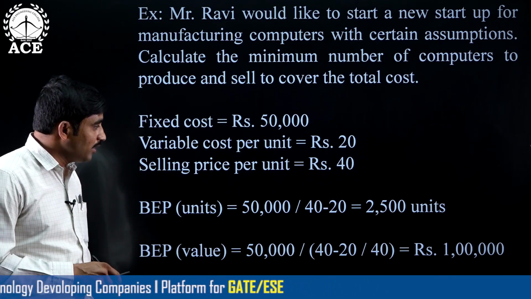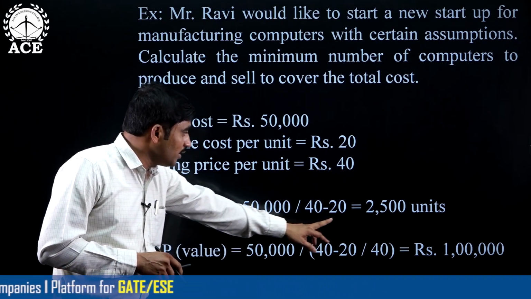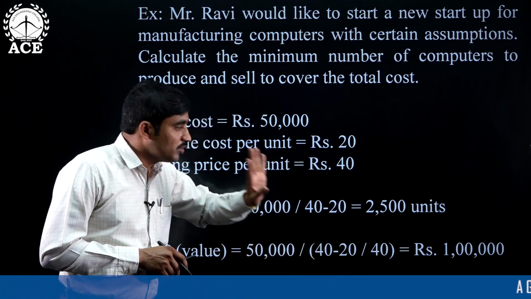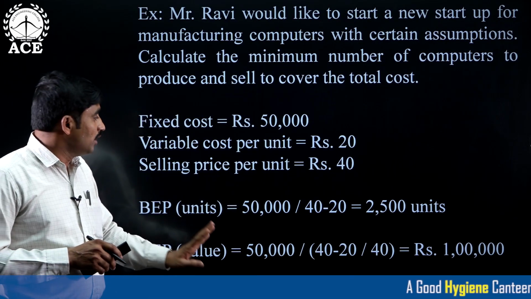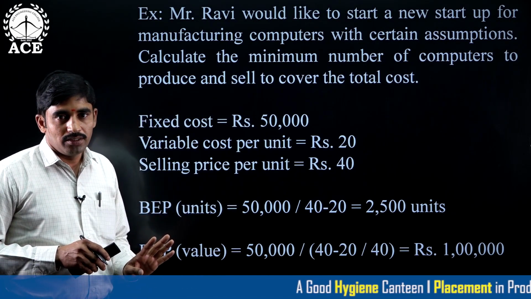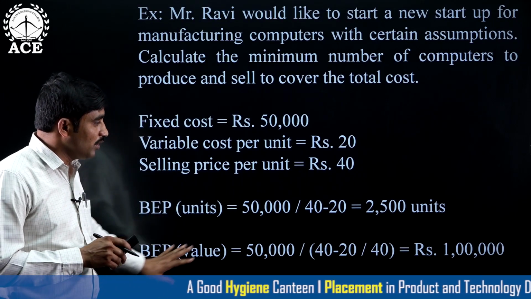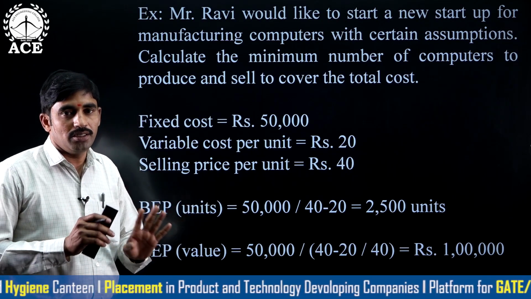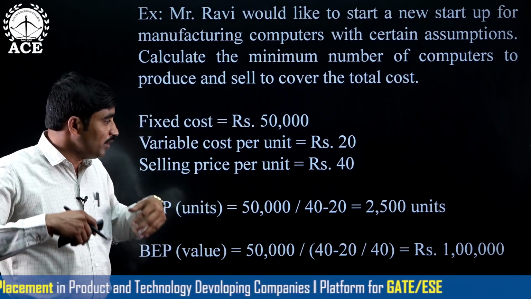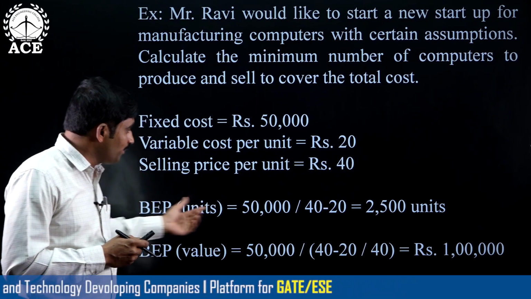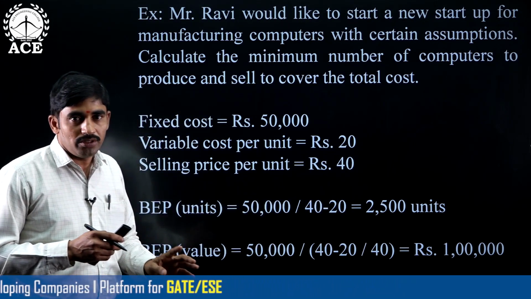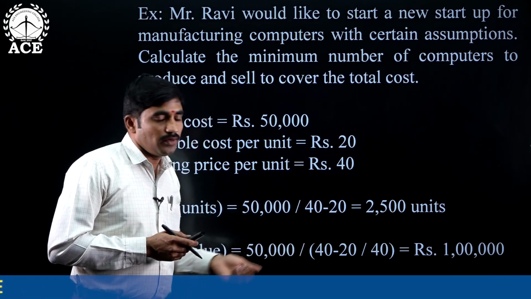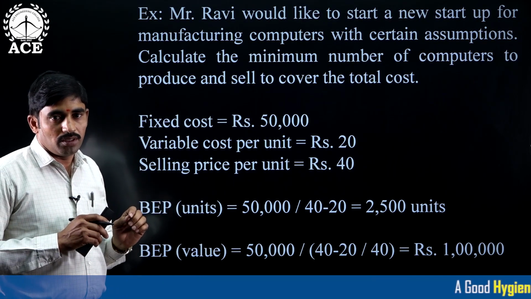It means that either he needs to make a target of 2500 units, or he needs to make a target to generate 1 lakh rupees as revenue in order to attain the break-even point. So if he generates revenue of 1 lakh rupees, he is safe. There is no profit, no loss. If we increase the manufacturing of computers to more than 2500 units, that is the margin of safety. If he produces less than 2500, it is a loss to the business.